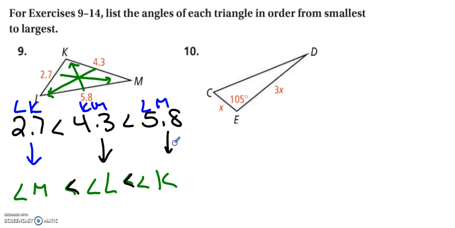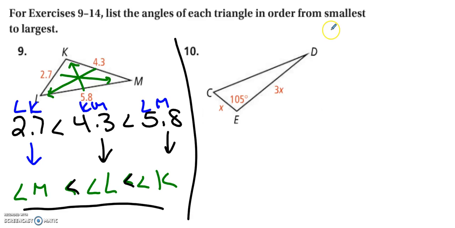You can also notice that angle M is opposite LK. Notice that M is not in LK, so you know which angle is opposite. Angle L is opposite KM. Notice KM doesn't have an L in it, so that's what it's opposite. So those would be the angles. So angle M is smaller than angle L, which is smaller than angle K.